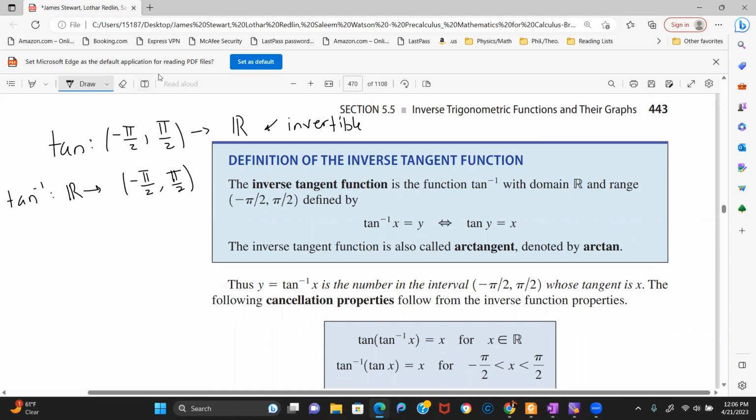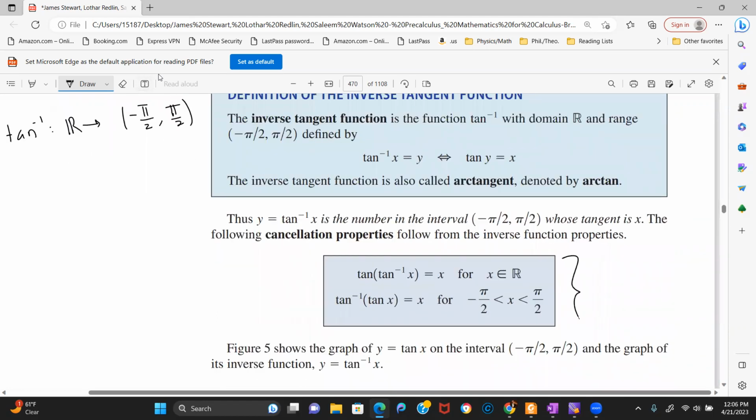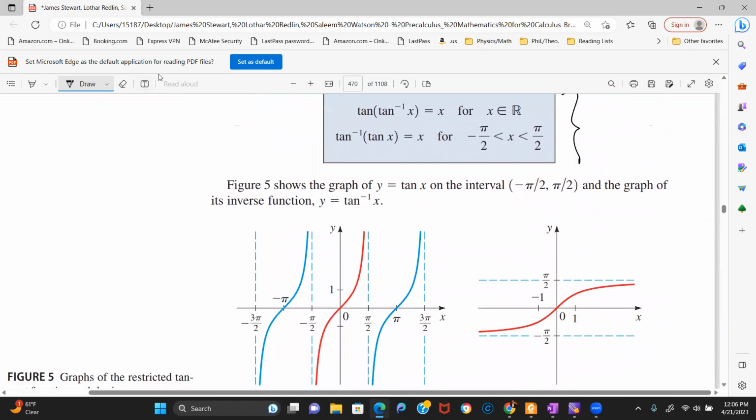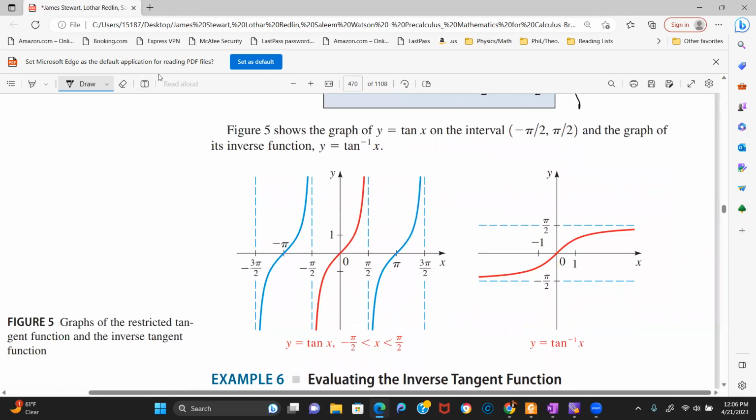All right. And again, we get the same cancellation properties. And then to get the graph, we're only looking at the graph from negative pi over 2 to pi over 2, so this red arc, and then we're going to reflect it over that line. So something like this. And when you reflect it over this diagonal line, you get this right here. So this is tan inverse right here, this graph.